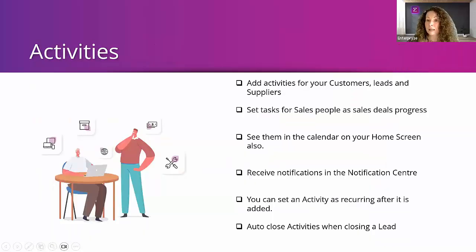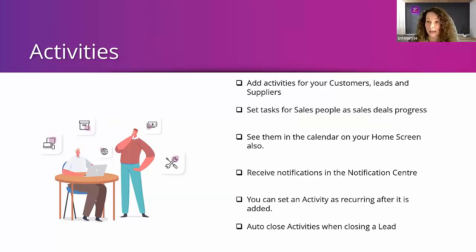Okay, so next up are your activities. So this is obviously a key piece of data within the system. This is your record of communication. So this is where you've had a phone call, had a meeting, or perhaps somebody's going on site. So this is all the activities around your customers, around your leads, around your prospects, and even your suppliers. So all forms of communication can be recorded as an activity.